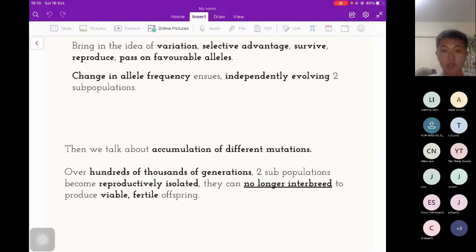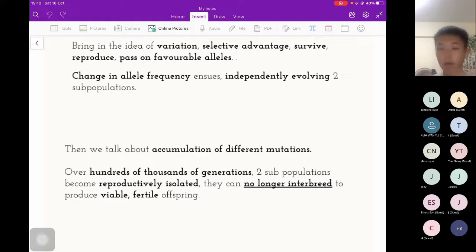Okay, then we talk about the accumulation of different mutations. Because they are evolving independently, they accumulate different mutations because they are exposed to different environments and different selection pressures. Then over hundreds of thousands of generations, your usual phrase, your two subpopulations become reproductively isolated. They can no longer interbreed, and they can no longer produce viable fertile offspring. Therefore, they become two separate species.